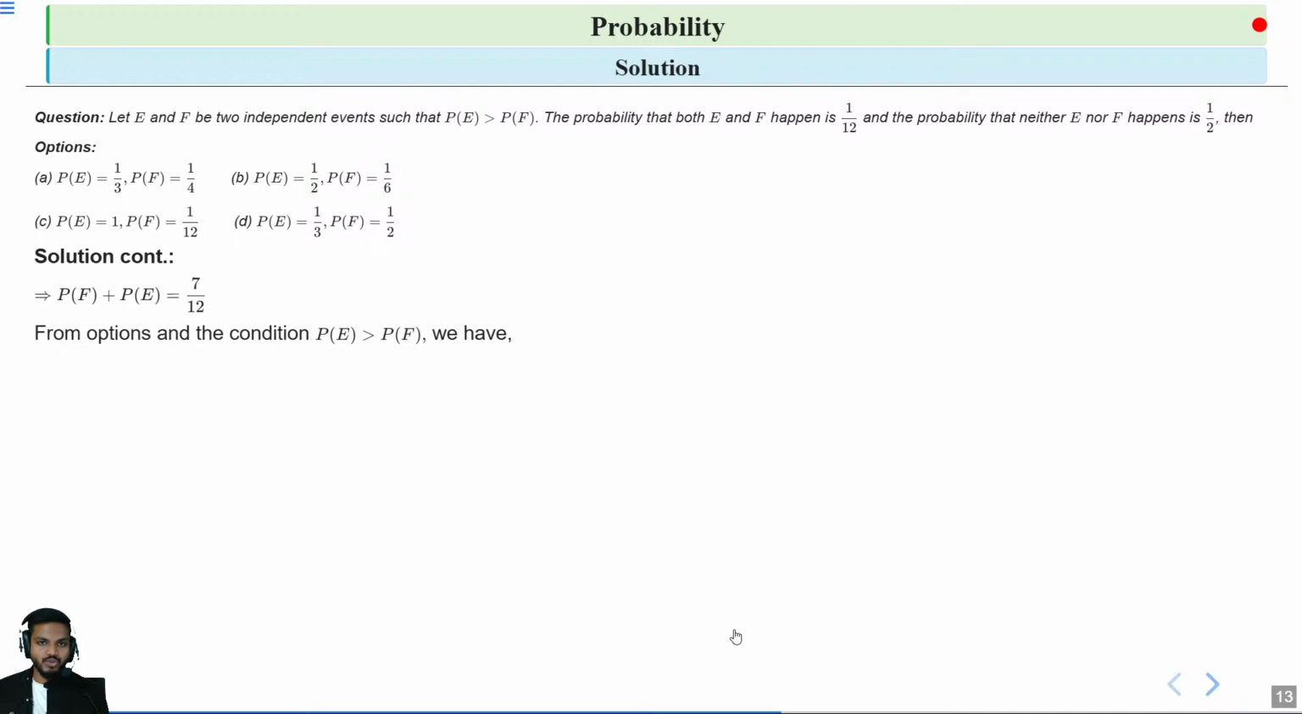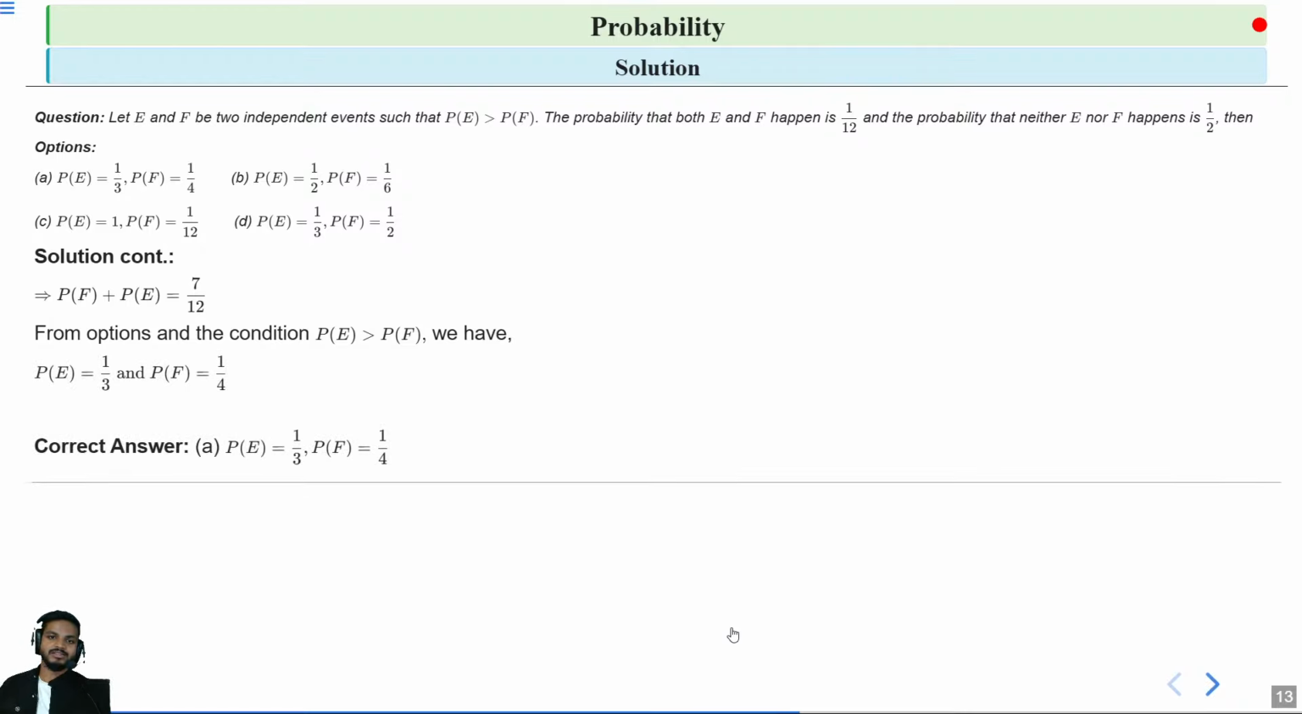So to choose which option is correct, the option must satisfy all the conditions that we get. The first condition is probability of E into probability of F is equal to 1 by 12. Second condition is probability of F plus probability of E is equal to 7 by 12. And one more condition given in the question is probability of E is greater than probability of F. The option must satisfy all these three conditions, and that is the first option, where probability of E is 1 by 3 and probability of F is 1 by 4.